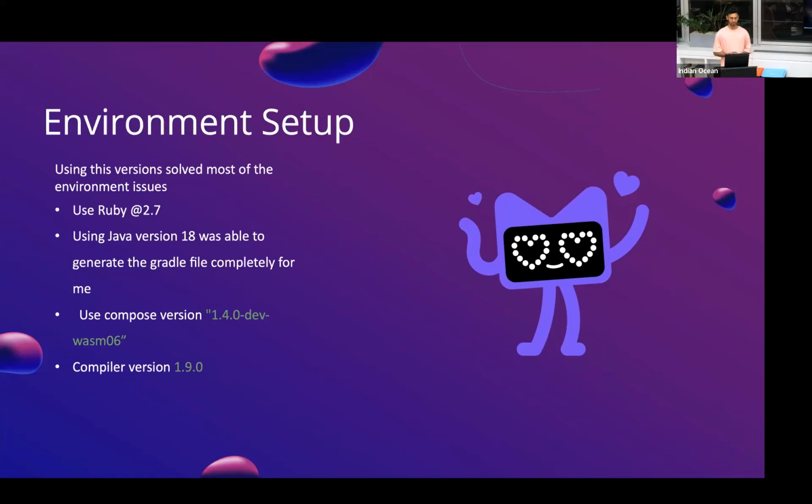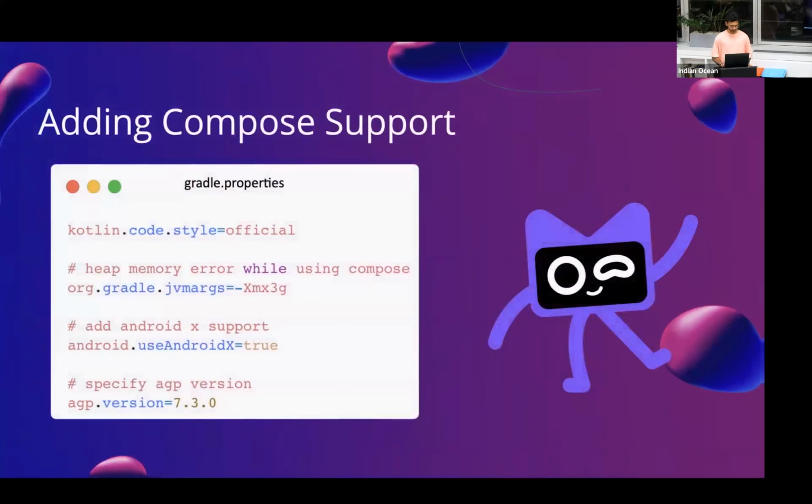Then Compose version. So it's 1.4.0 Dev WASM 06. And like I said, the Kotlin compiler version we need to use is 1.9.0 to support these experimental features. Then you have to make changes in your files. So there was just a single line when this file was generated, which was Kotlin code style official.